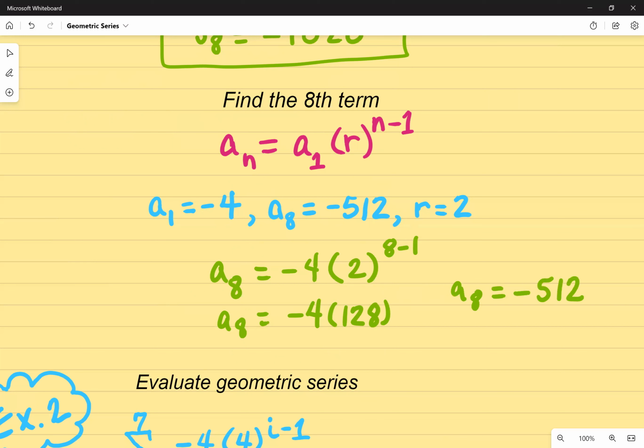So we already knew that. It told us that the 8th term was -512. So that's when you're trying to find a specific term. If I want to find the 5th term, I would replace that n with 5.